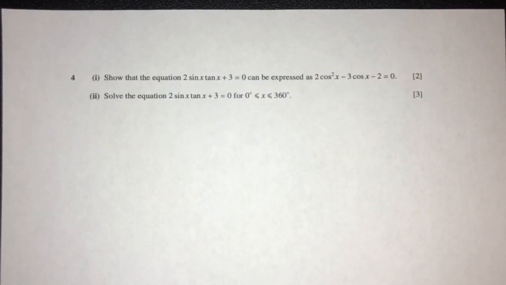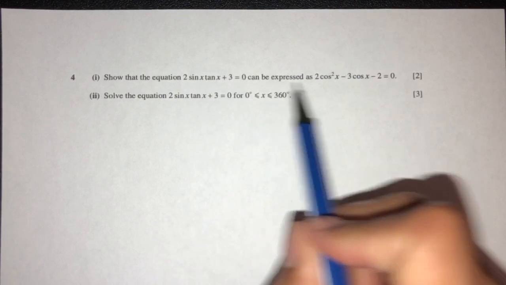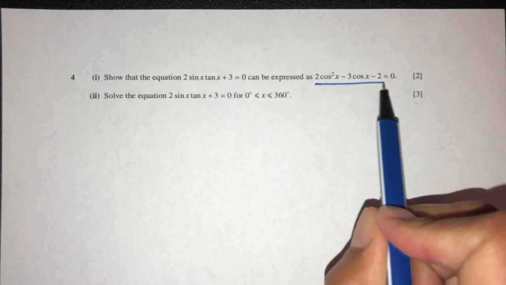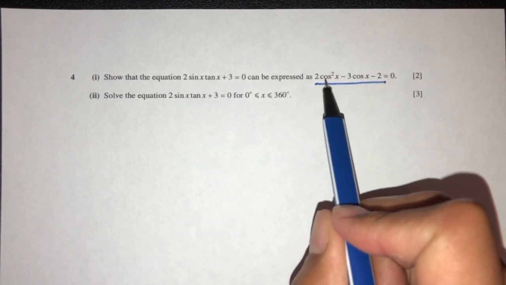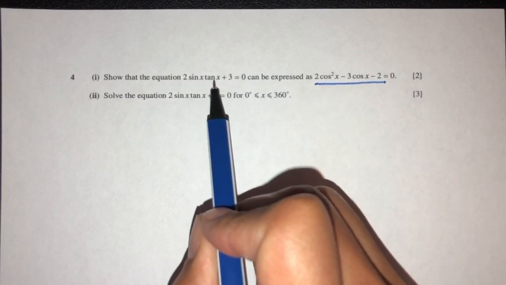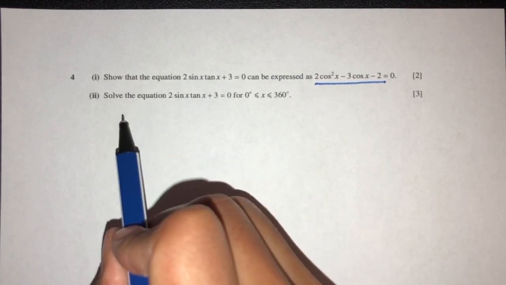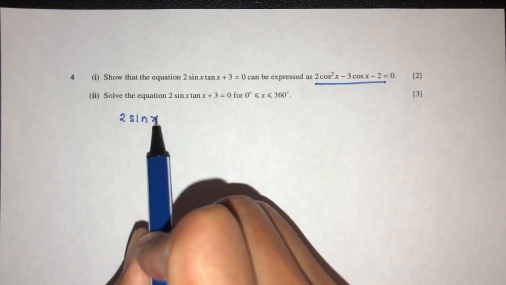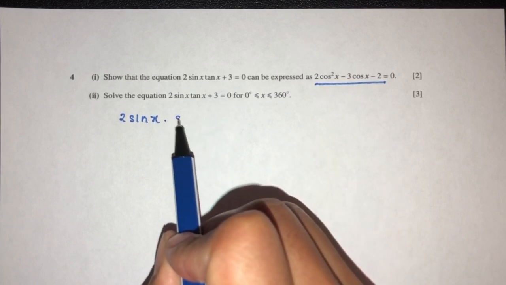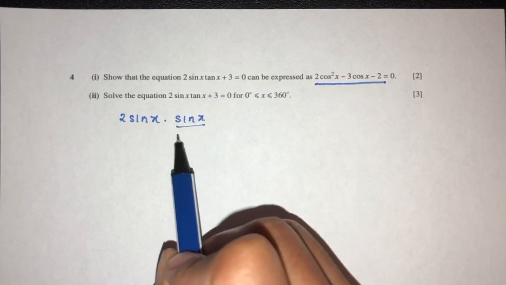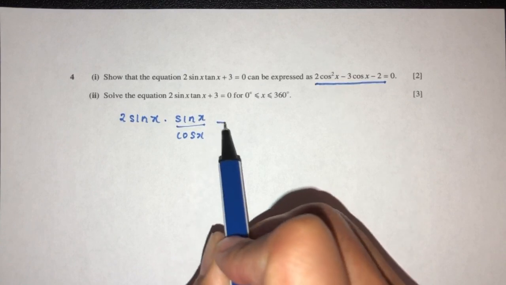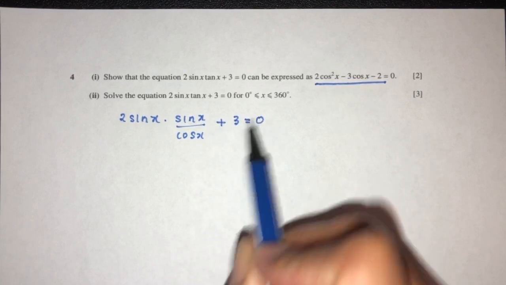Here we have to show the equation here can be expressed as this. So let's begin. As we can see here, we have cos, we don't have sine or tan. So let's see what we can do to make them become cos, right? That's the main idea that I have. So here we have 2 sin x. Here we have tan x. Tan x could be sin x over cos x, right? And we have plus 3 have to be 0.